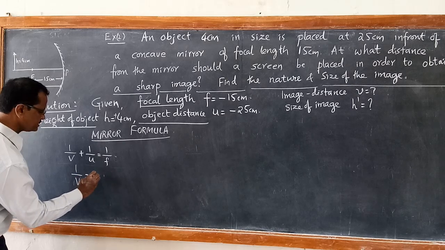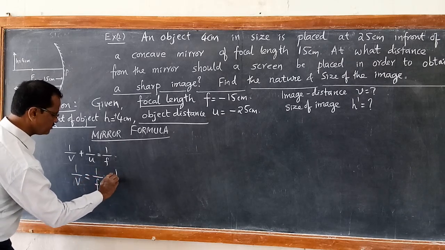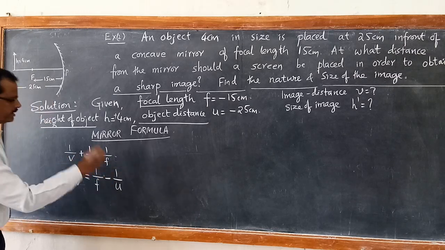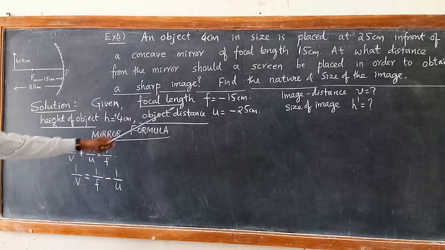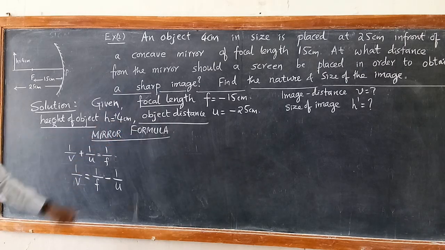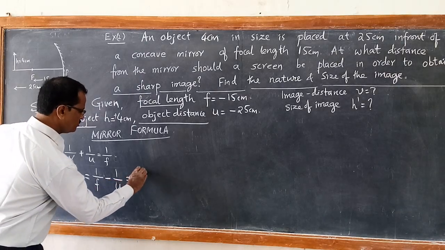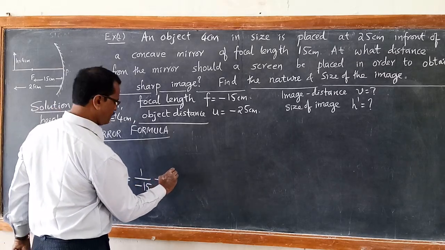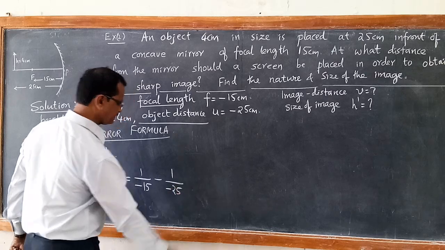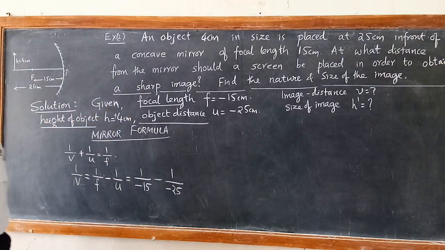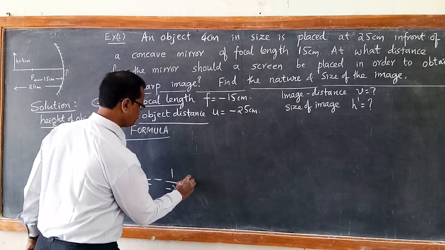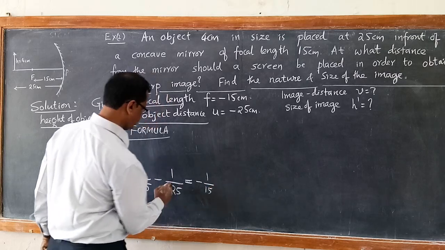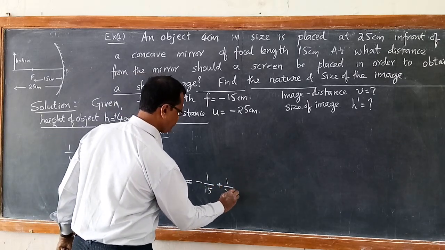So 1 by v is equal to 1 by f minus 1 by u. By taking this 1 by u on the other side, it becomes minus 1 by u. Now substitute the values of f and u using these sign conventions. So that becomes 1 by minus 50 minus 1 by minus 25, which becomes minus 1 by 50 minus of minus, plus 1 by 25.